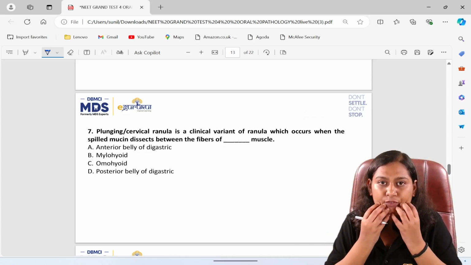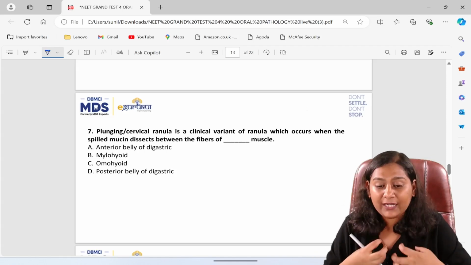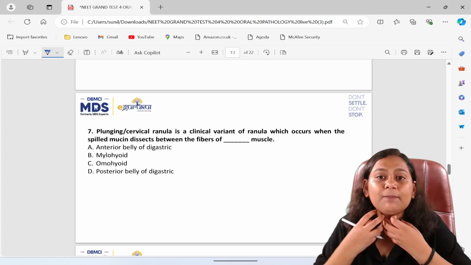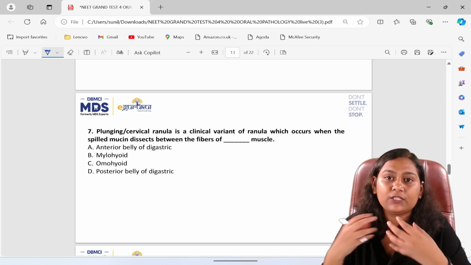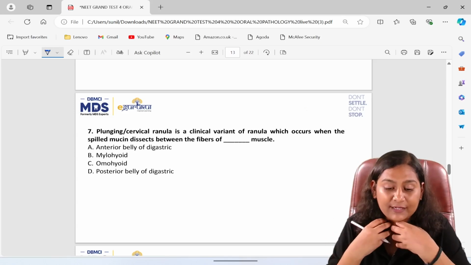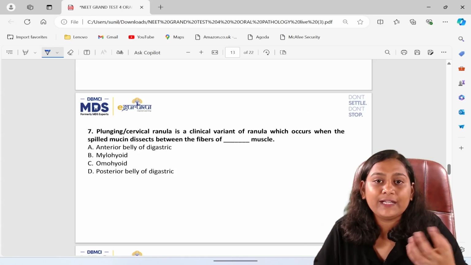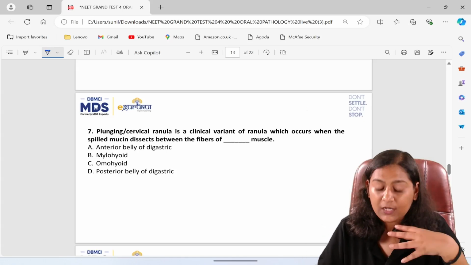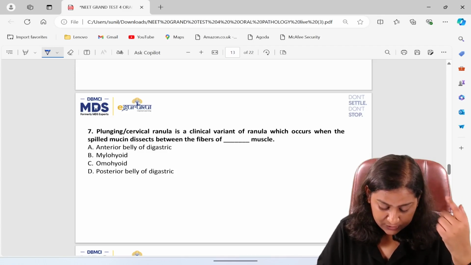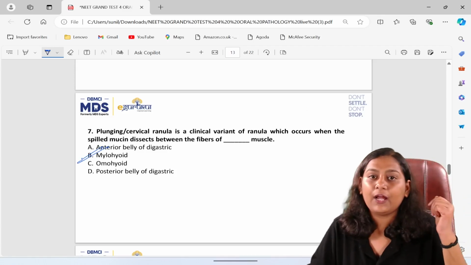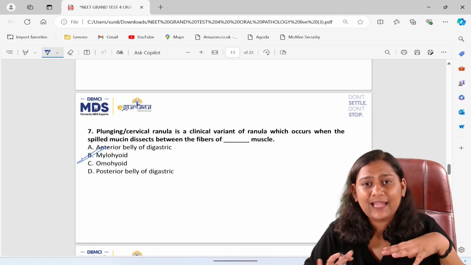The similar kind of swelling which is present in the floor of the mouth dissects via the mylohyoid muscle and produces a similar kind of swelling in the neck. So this is called plunging or cervical ranula, that means present in the cervical area. Now this swelling moves whenever we swallow. It is most commonly associated with the sublingual salivary gland. So the answer here is mylohyoid muscle. In your exam, the question will be like this only.